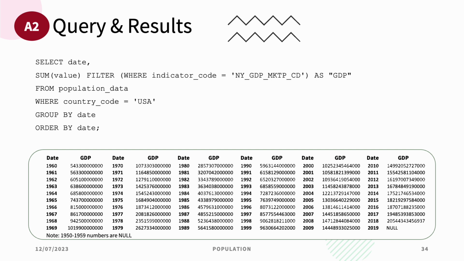So our query results. This SQL query retrieves data related to the gross domestic product for the United States from the population data table. It computes the total value of GDP for each distinct day. The query groups the results by date, orders them in ascending order by date, and displays the date along with the corresponding total GDP figures.